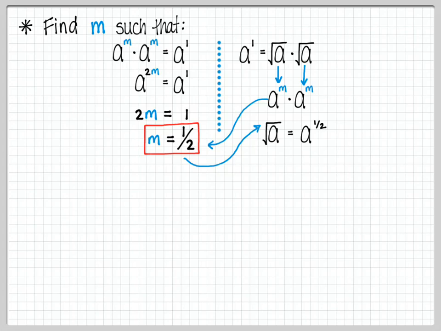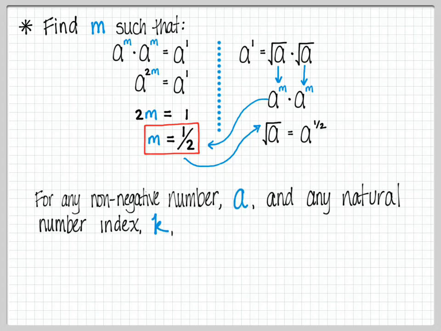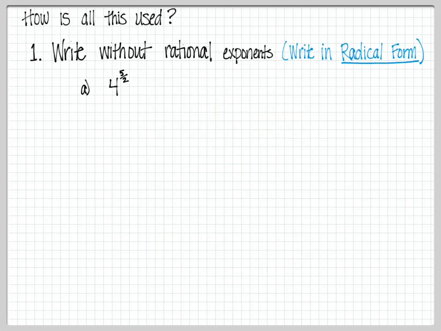And in fact, this is where the rule for rational exponents comes from. We say that for any non-negative number a and any natural number index k, we've used that phrase before, but this time a to the 1/k power is the same thing as the kth root of that a. So how is all this used?